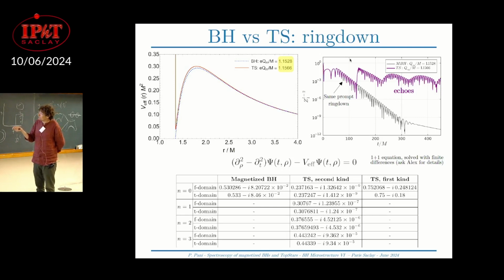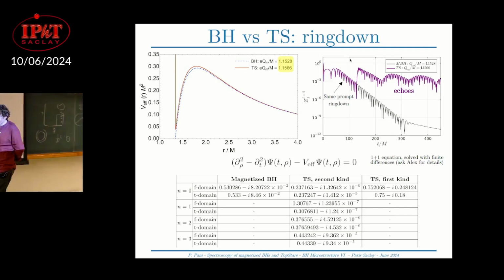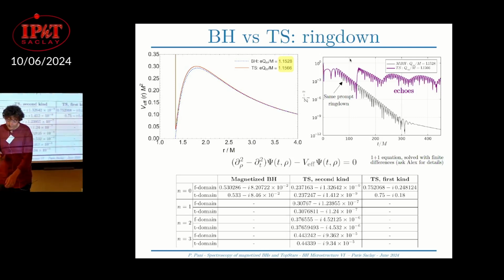You see that for a topological star of the first kind, the fundamental mode is qualitatively similar to that of a black hole. So the imaginary part is comparable to the real part, which is what you expect for the standard W modes of a star.